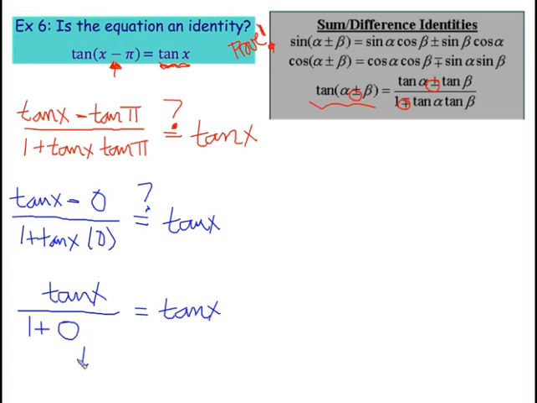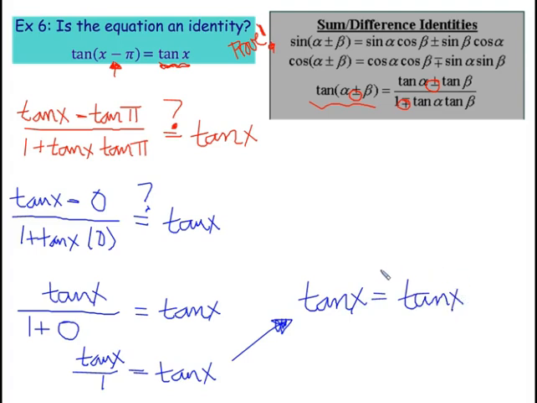So 1 plus 0 is just 1. And anything divided by 1, notice how we have tangent of x divided by 1, is just itself. So really the left-hand side simplifies to tangent of x, and that's what we were trying to prove. So yes, it is an identity. Yes, it simplifies to tangent of x. We've done our job. So good luck on the practice and the application and the mastery check. Don't be afraid to ask for help.